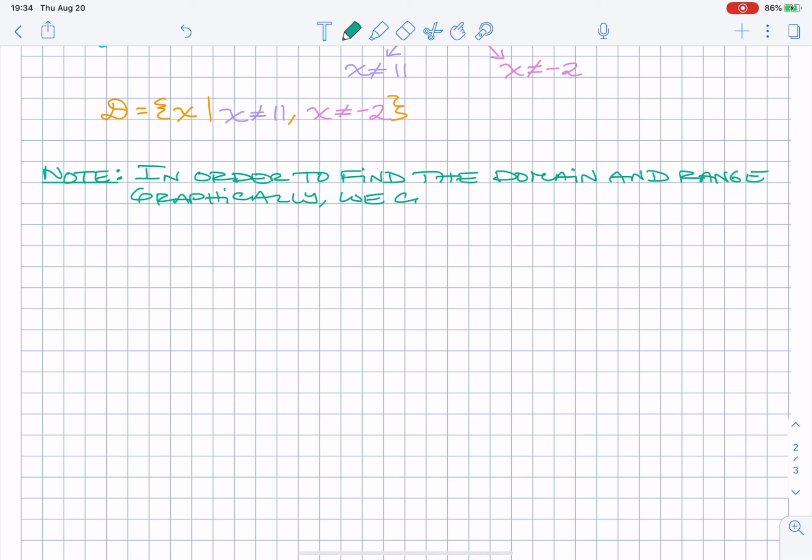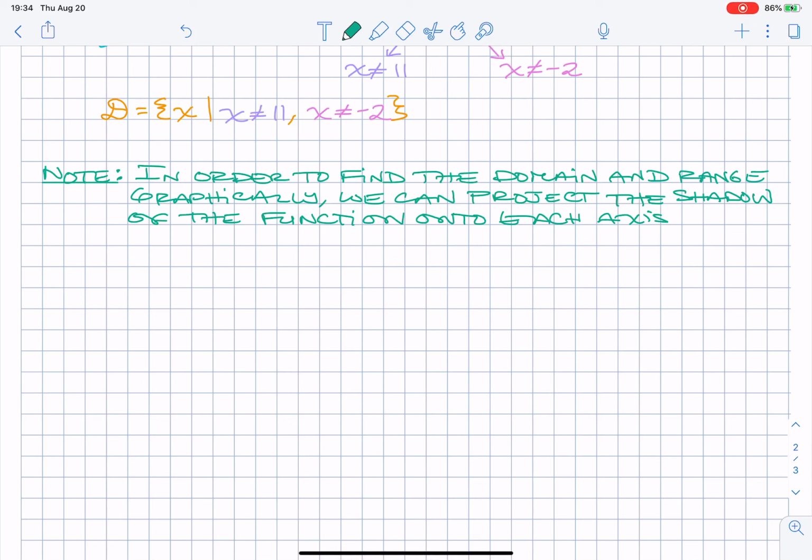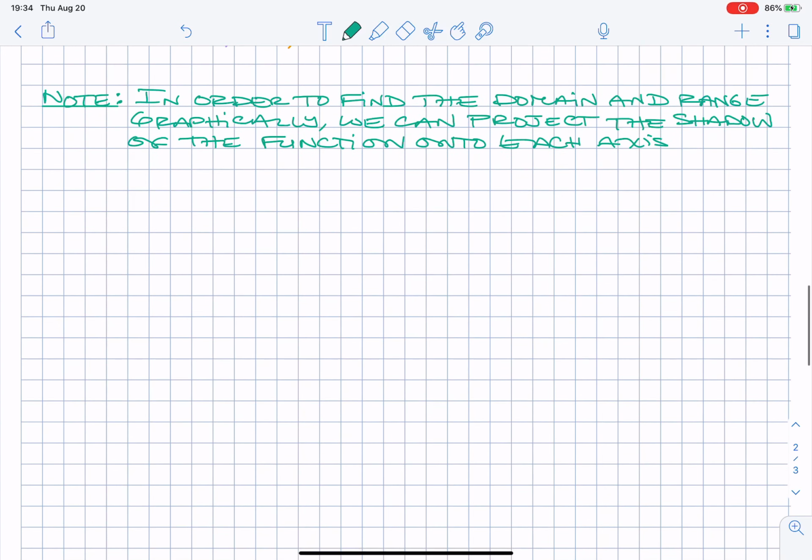And I'll show you what that means. So we can project the shadow of the function onto each axis. Okay, so what does this mean? So for example, so let's find the domain and range.